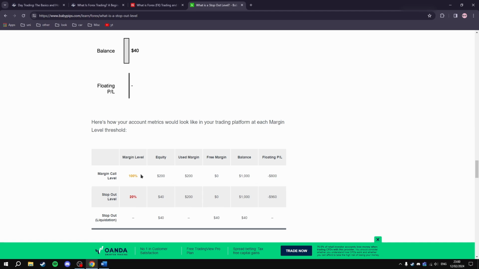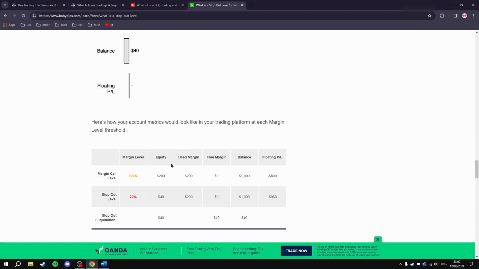Equity 200. Oh right, you read across that way. So margin call level 100%. Your equity is at $200, your used margin is 200, free margin 0, balance is 1,000, floating profit loss is minus 800.